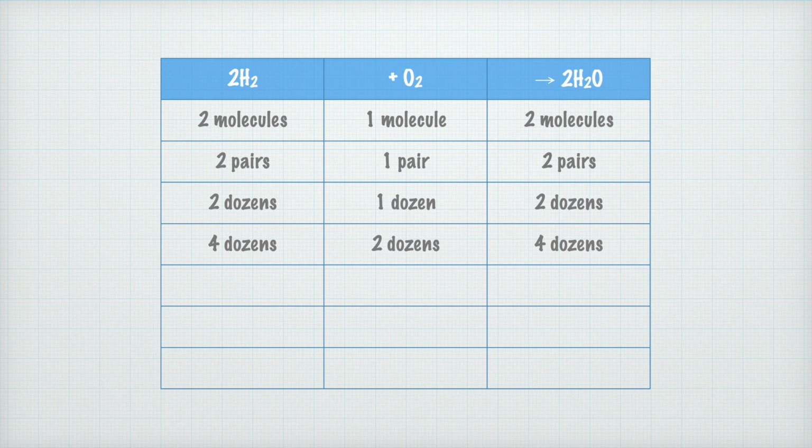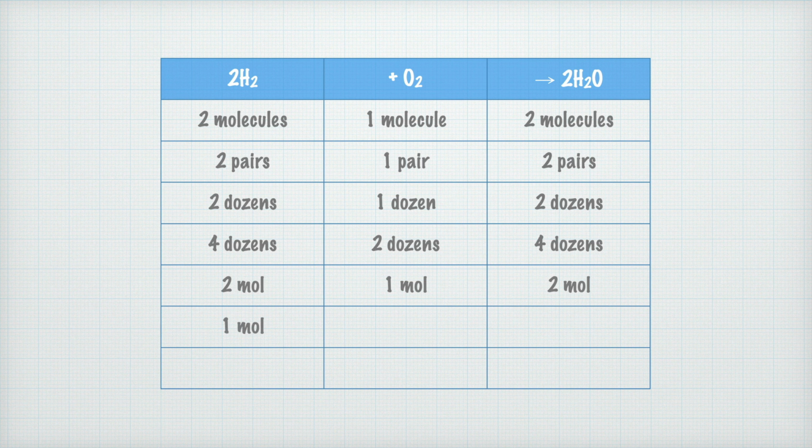Then we can of course use the unit mole as well. Mole is just a number, much like dozen or pairs. So if we have 2 moles of hydrogen molecules, 1 mole of oxygen molecules is needed for 2 moles of water molecules to form. But what do we do if, for example, we only have 1 mole of hydrogen?